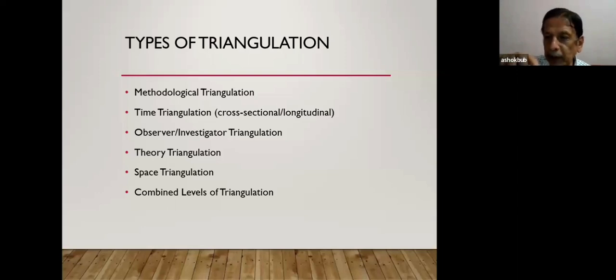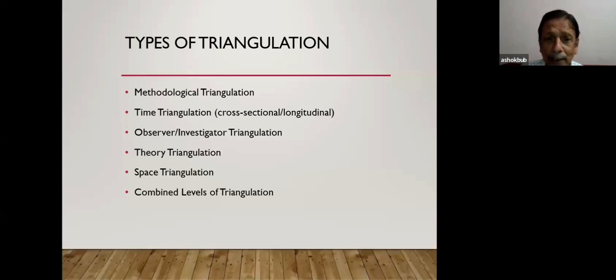You may be doing a particular study now, but this may be true only for this particular time frame. Is it also found true with regard to the earlier generation, or what is likely to happen in the future generation? So this is where you talk in terms of the time triangulation component.